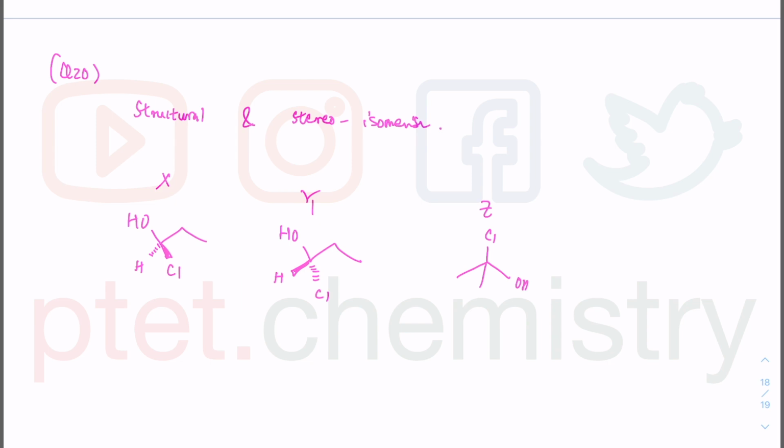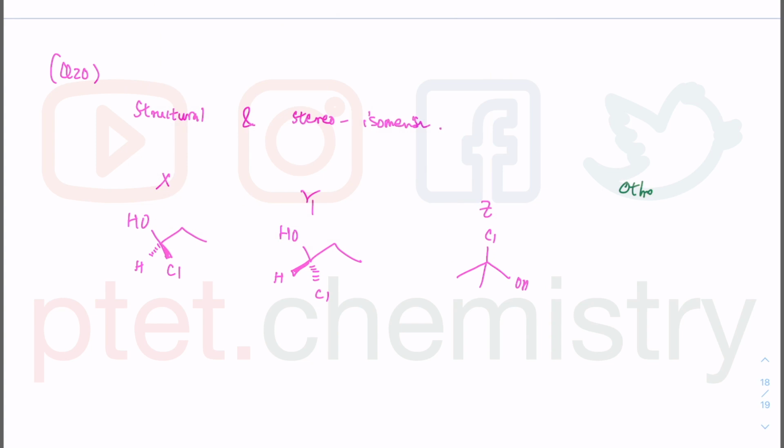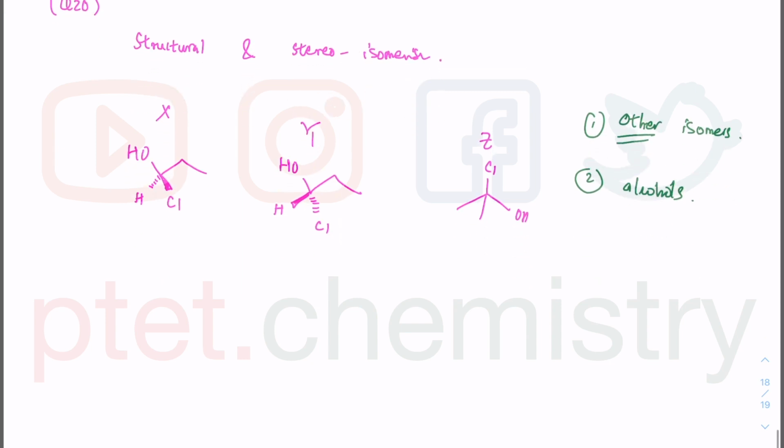So how many other isomers? A couple of things to note. They want other isomers, so excluding these three. They also want something which is alcohols. Okay, so let's try and see. There's a chiral center there, so that's already provided for you.